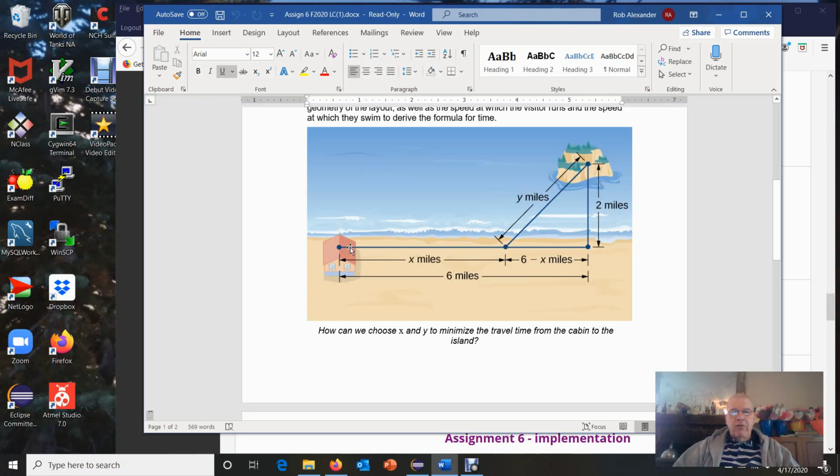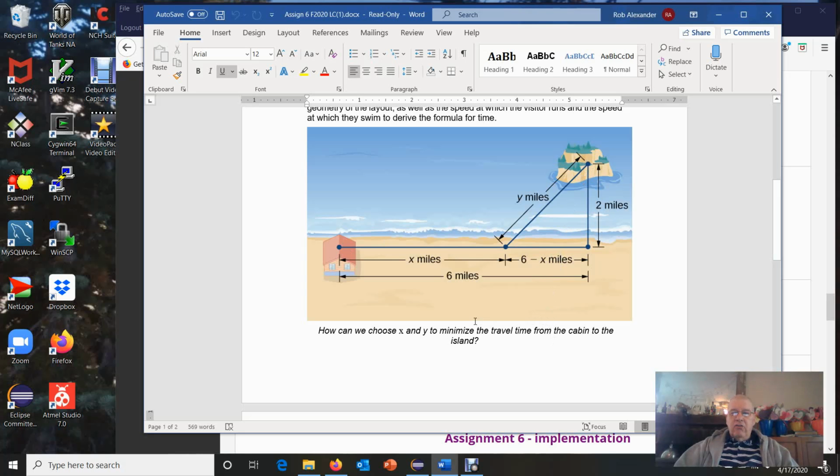The layout is pretty similar. You're still using the Pythagorean theorem. We know that the island is 2 miles away from the shore, and the straight line distance from the house to a perpendicular line to the island is 6 miles. So using the Pythagorean theorem, we can figure out what the straight line distance is from the house to the island.